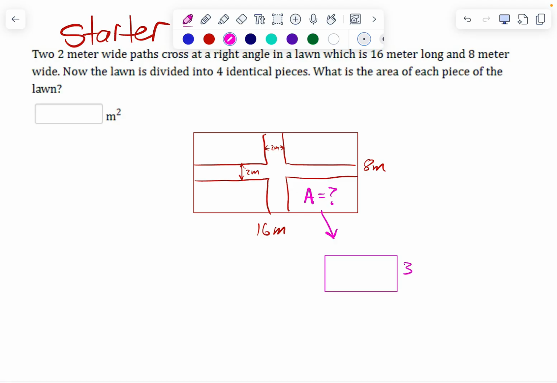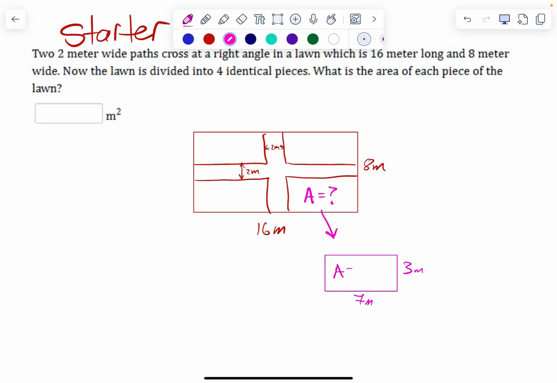And then how about this direction? Yep, so we take off the 2, off the 16, and we get 14 that's split evenly between those 2. So each is 7. Okay, so that's kind of a quick calculation of 21 meters squared. Okay.